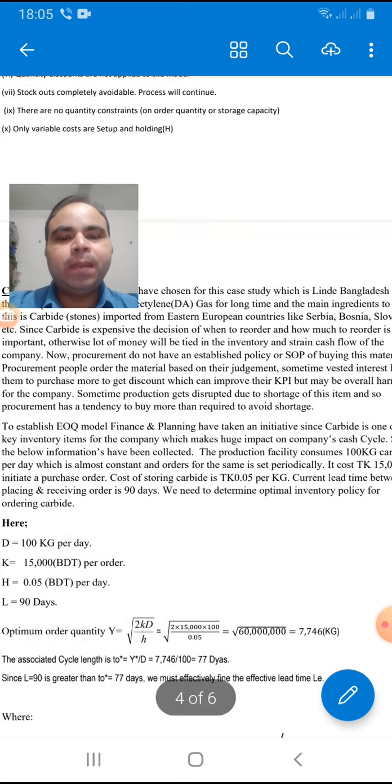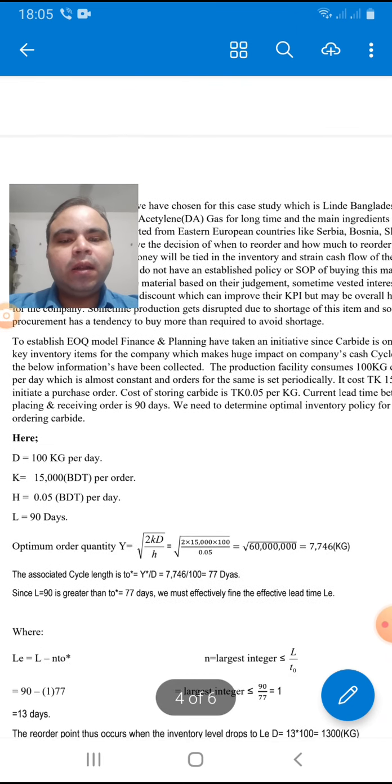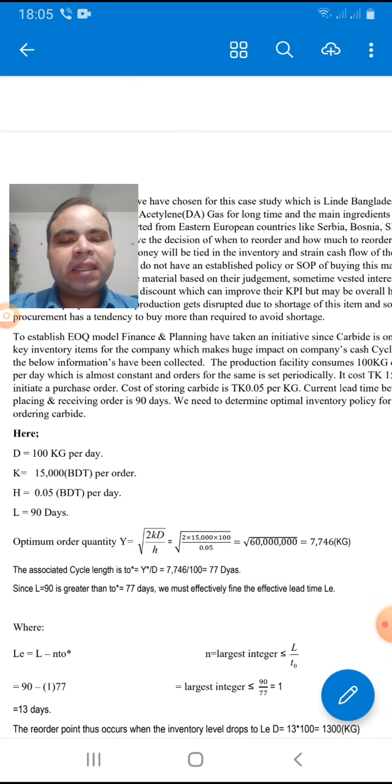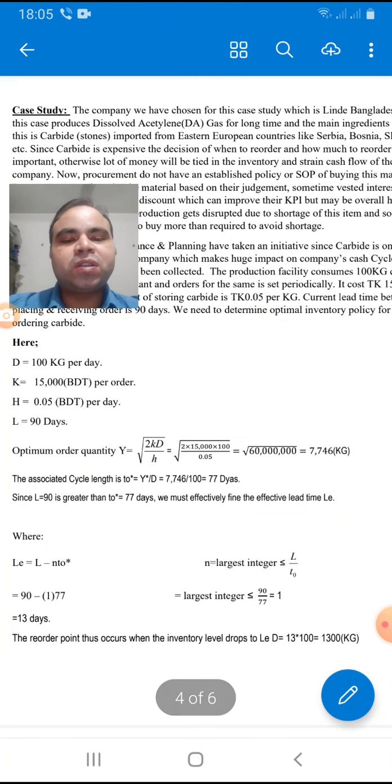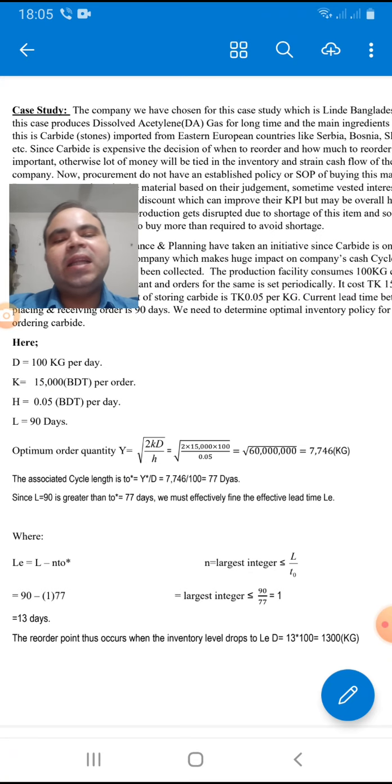So at the moment, demand for the material is 100 kg per day. Cost of ordering is 15,000 per order, and holding cost is 0.05 per day per kg, and the lead time that we know is 90 days. So using all this information, we tried to find out the optimum order quantity, or Y.